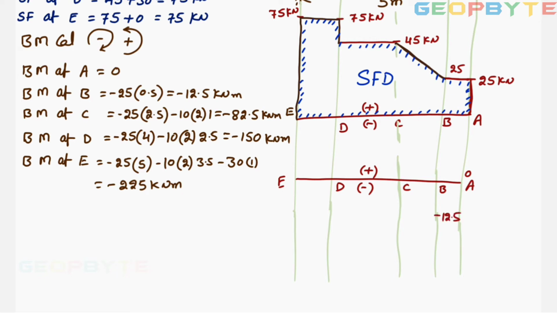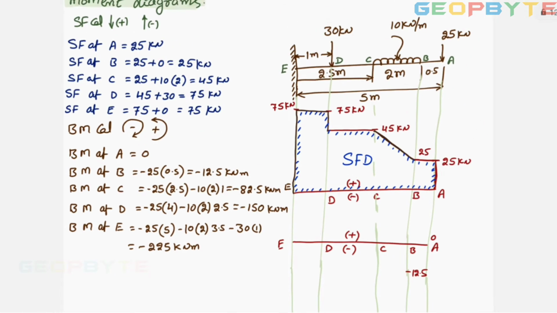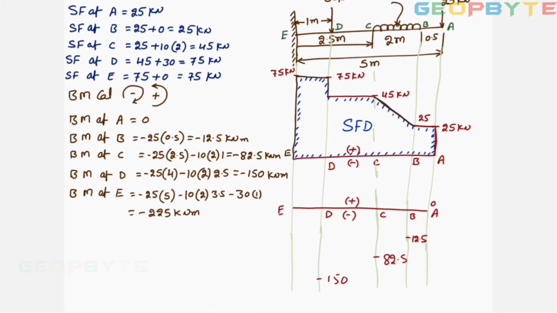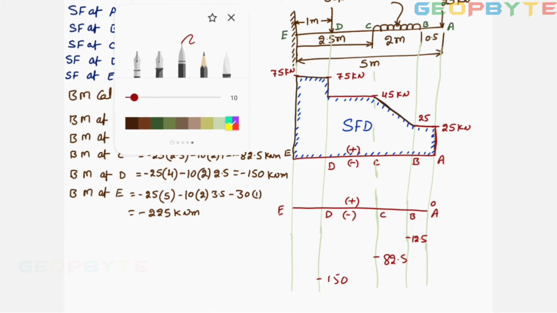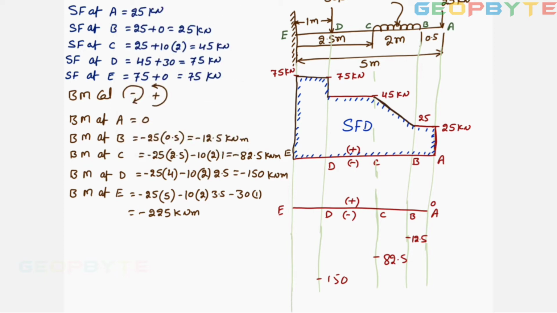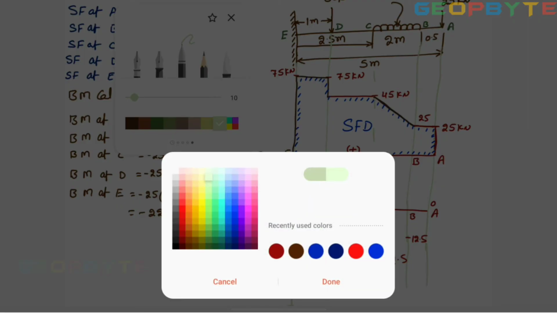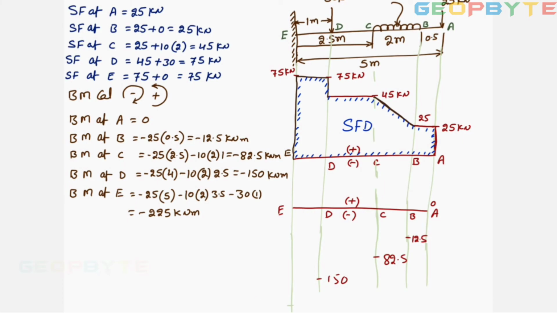BM at C, it is 82.5. BM at D is 150 and BM at E is 225. Somewhere here, 225.